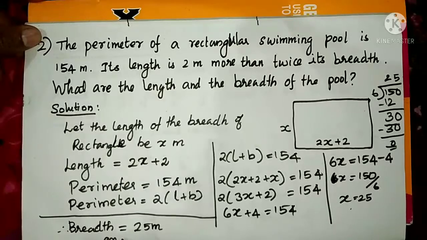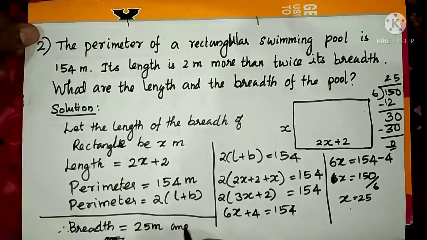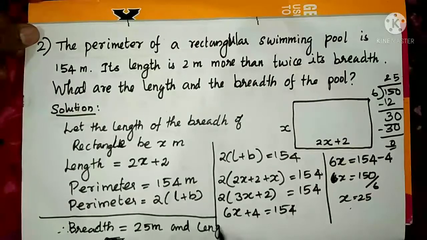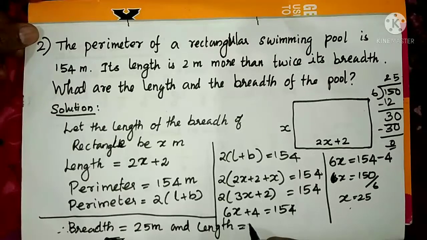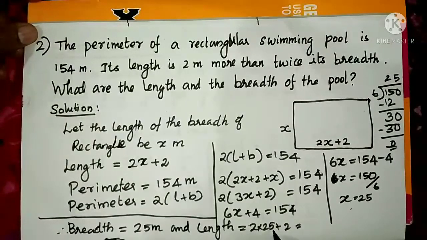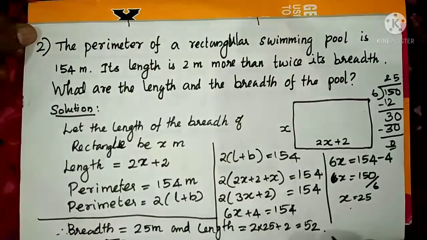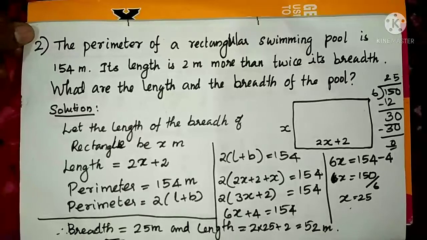After this we have to write here, and length is equal to 2 into 25 plus 2, which is 2 times 25 is 50 plus 2 is 52 meters.